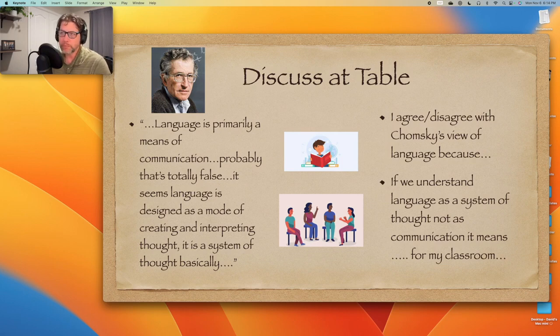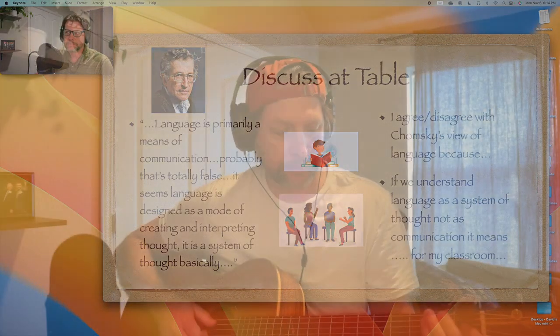And so that's what made me want to pull this out. As educators, we need to think, if we understand language as a system of thought, not as communication, does that change anything for our planning and implementation of how we understand the use of language in our classroom?